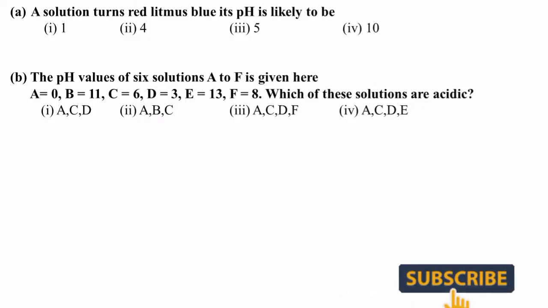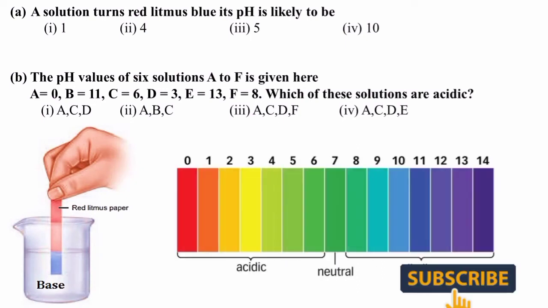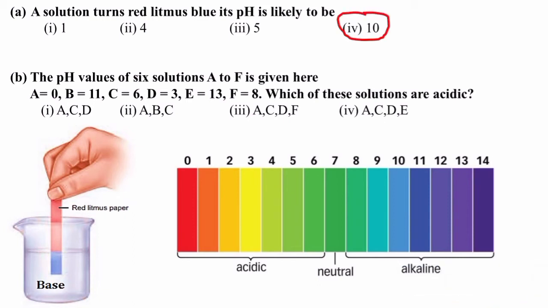So the first question given is: a solution turns red litmus blue, its pH is likely to be. There are 4 options given: 1, 4, 5 and 10. Now let's understand, a solution will turn red litmus blue when it's a basic solution. And in the pH strip we know that values more than 7 are usually basic in nature, 7 is neutral and less than 7 is acidic. So the option which is correct here is option 4, that is pH value 10.